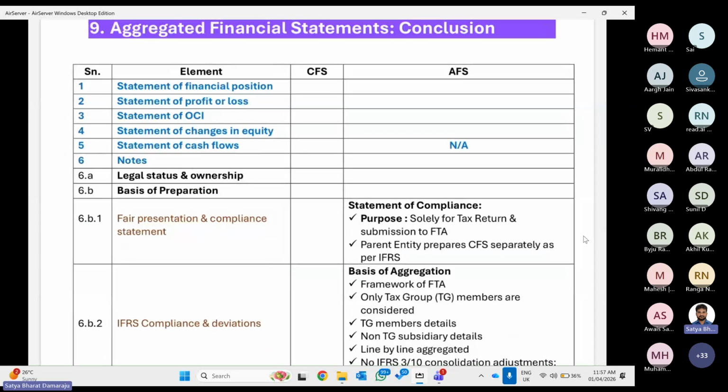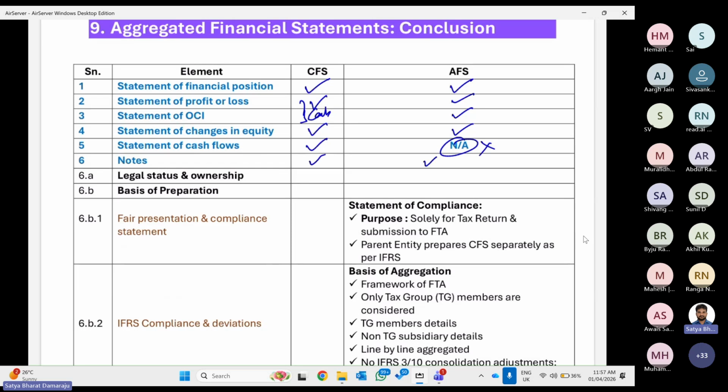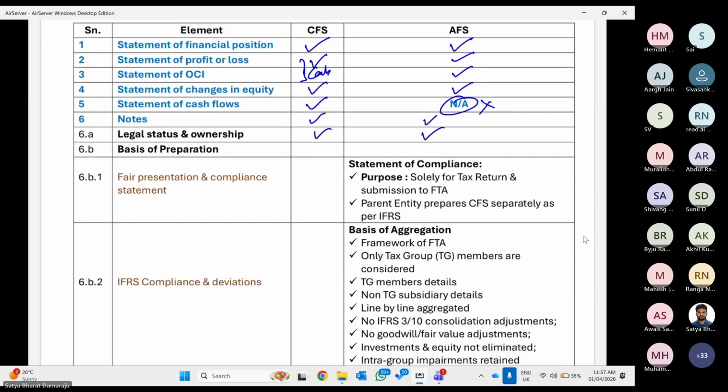So statement of financial position, yes, required. AFS required. Profit and loss required. But these two can be combined for the CFS, but in the AFS, it has to be separate. Both are required. Statement of changes in equity required. Cash flows required, but here we can ignore while preparing the AFS. Notes to accounts required in both cases. So detailed notes. Legal status to be mentioned for both AFS and CFS. Basis of preparation. So these are the components they want us to mention.